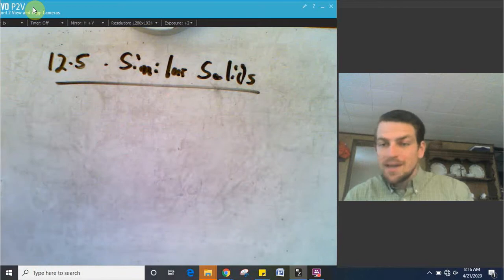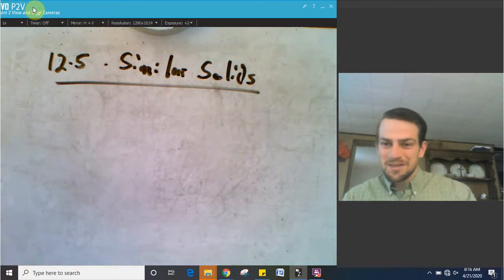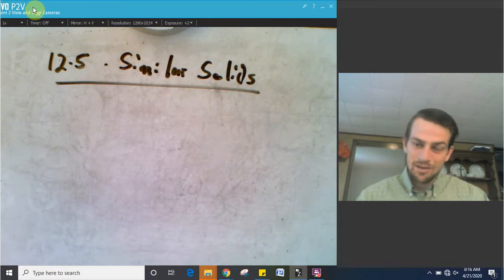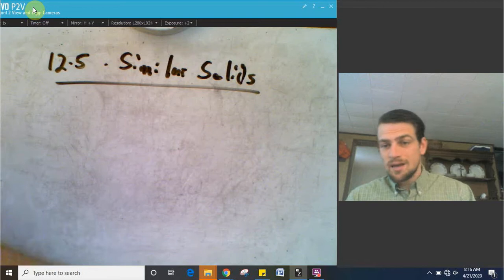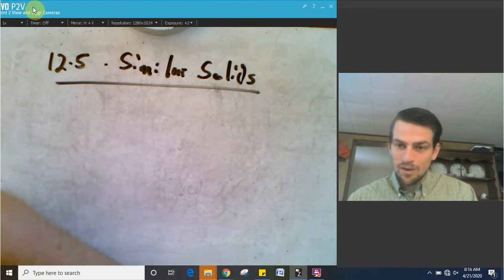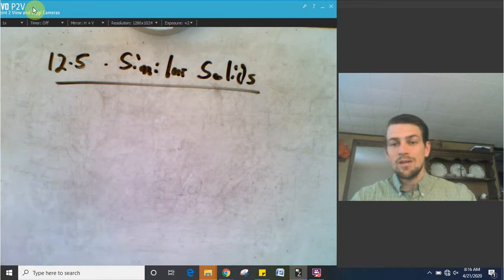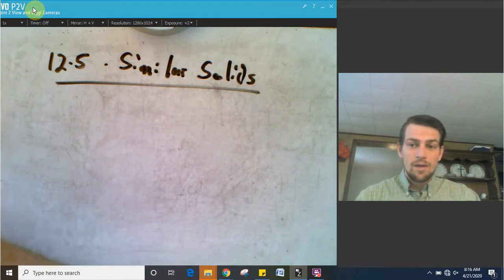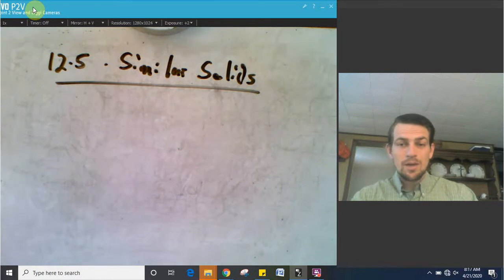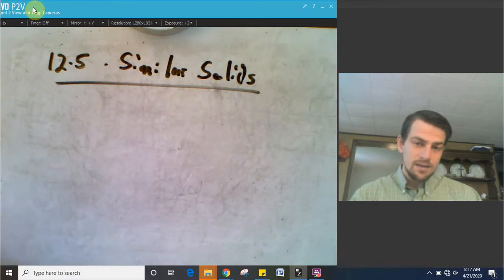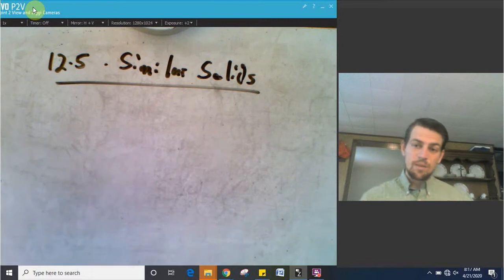So in the past we've dealt with plane figures that are similar, but surprise, surprise, solids can also be similar. And really the way you determine whether two solids are similar is the exact same way that you determine whether two plane figures are similar. So in plane figures, that is two-dimensional figures, you determine that they are similar if they have basically the same shape but different sizes. So basically the way you do that mathematically is look at all the corresponding sides, and all the corresponding sides will have the same ratio.